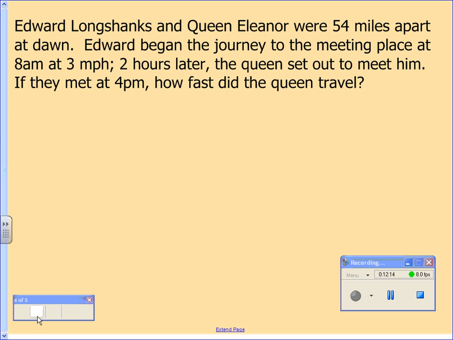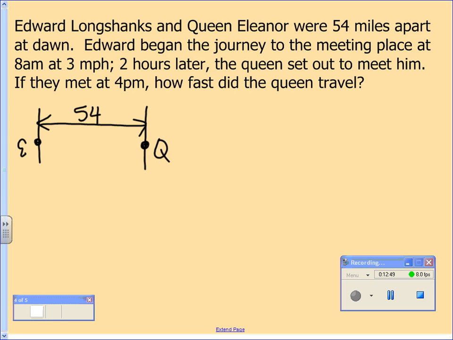Look at another example. Edward Longshanks and Queen Eleanor were 54 miles apart at dawn. So what does the picture look like? Okay, it's going to be 54 all the way across. Edward's on one, and the Queen is on the other. Does that make sense?